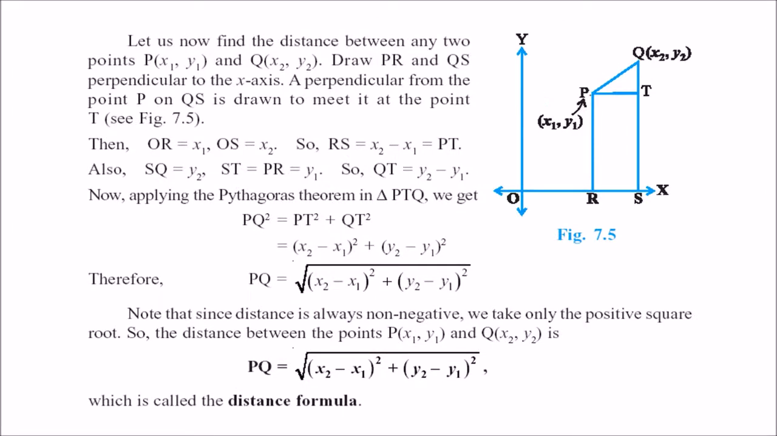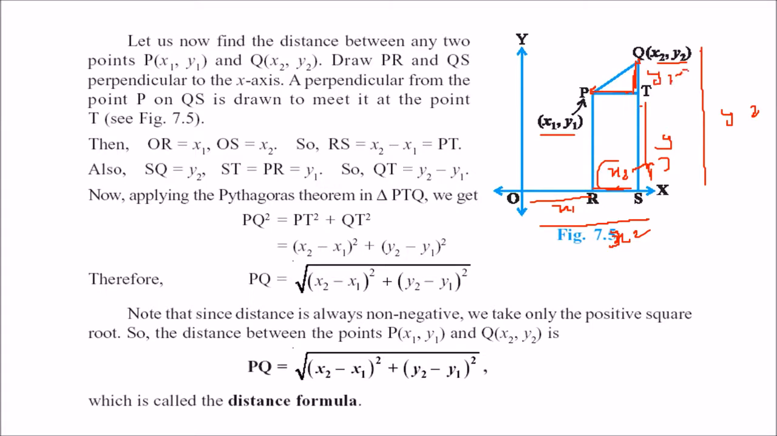Let us try to formalize what we have done in the previous discussion. This is P, take it as x1, y1. This is Q, take it as x2, y2. Now this is x1. This is your x2. What will be this distance? x2 minus x1. This distance is y2. This distance is y1. What is the difference between these two? y2 minus y1. So this distance is y2 minus y1.